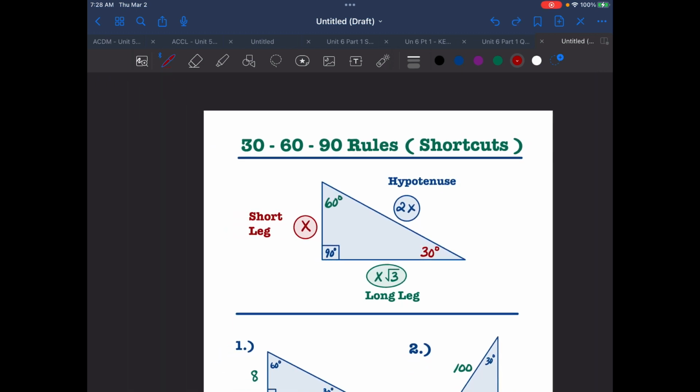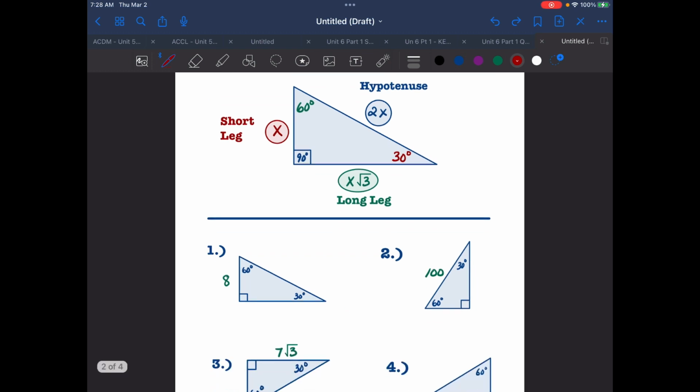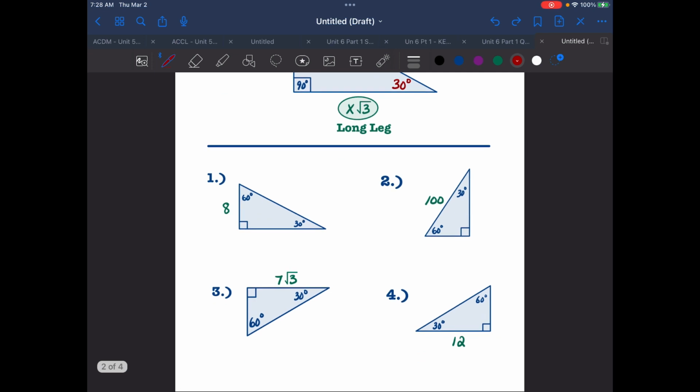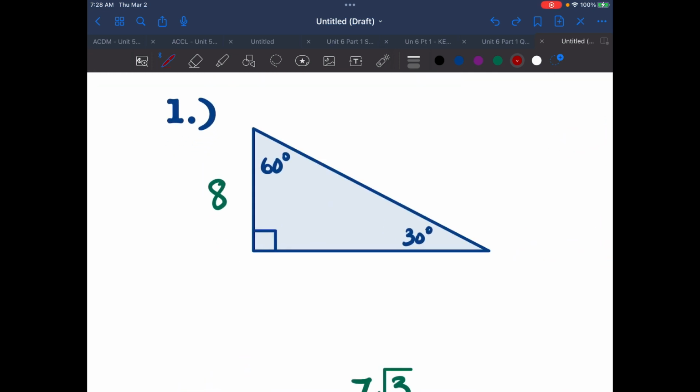So, these are the rules, guys. Let's try a few practice questions. Write these along with me, and we will get in the habit of writing the rules on each figure. So according to what we just saw, there's X across from 30. The hypotenuse is always going to be 2X, and the long leg, which is across from 60, is X radical 3 every time.